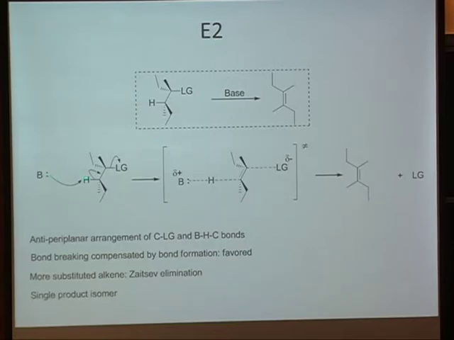So base pulls off the proton, which kicks out the leaving group. This is a transition state. Why is this a transition state? Why is it not an intermediate?